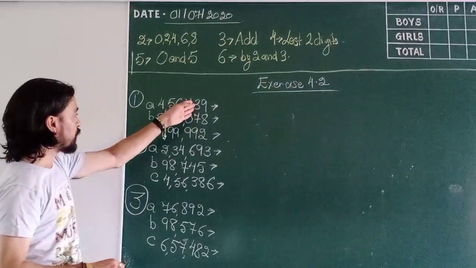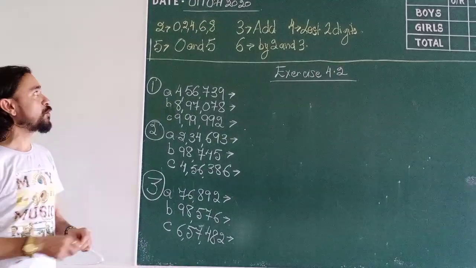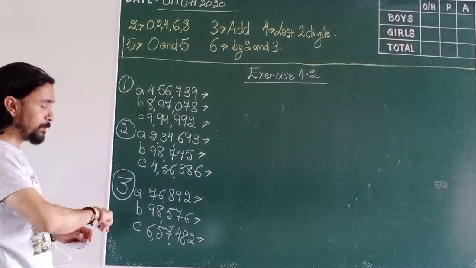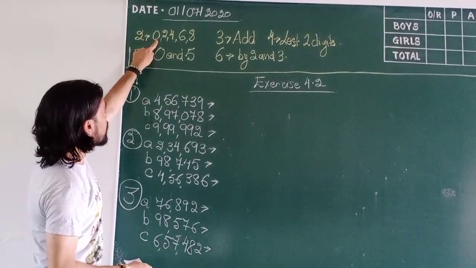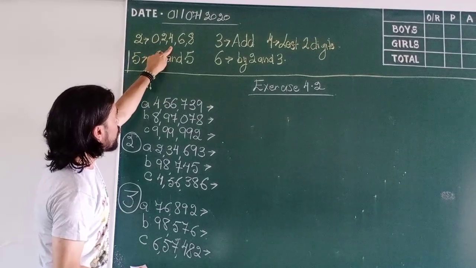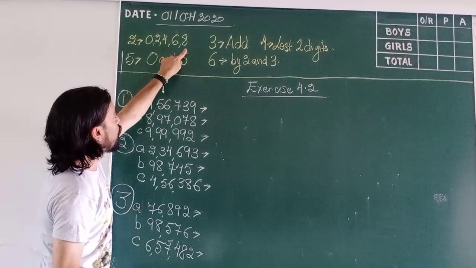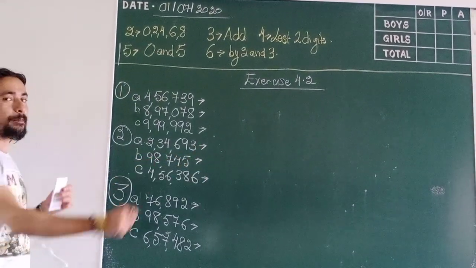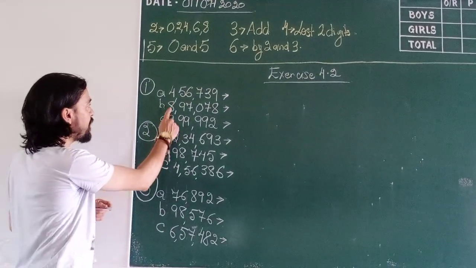Now I have to find out whether these three numbers are divisible by 2 or not. For that, I must know the test of divisibility by 2. The test of divisibility by 2 says that the number should end with 0, 2, 4, 6 and 8. If the number ends with any of these 5 digits, no matter how big the number may be, the number is divisible by 2.